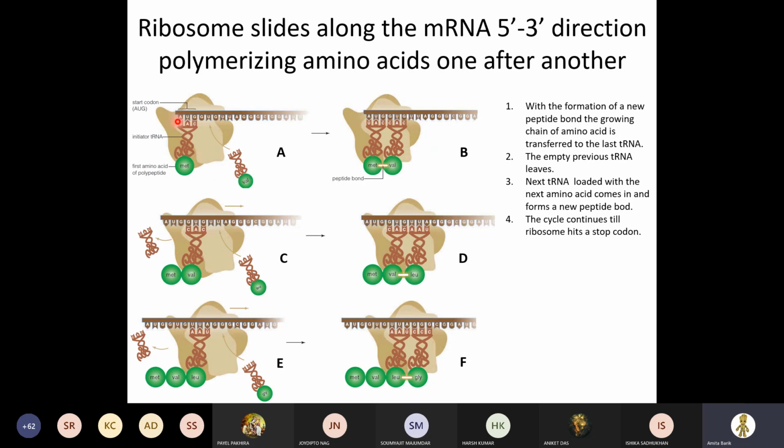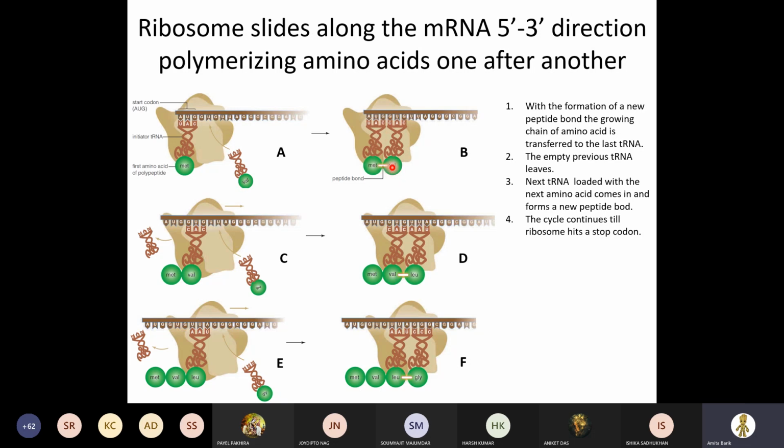So look here. This mRNA has an AUG start codon. So the initiator tRNA is bringing the first amino acid of the polypeptide, which is methionine. Now second, if it is GUG, the anticodon will be CAC, and that tRNA will be bringing the valine. You can see here, these two tRNAs are bringing two amino acids.